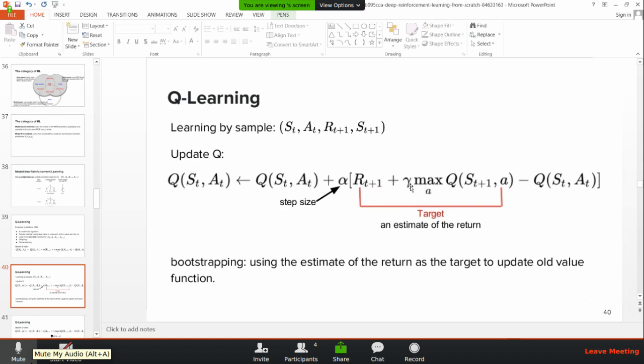But as of now, take it like this: temporal difference is nothing but you have the target estimate, and you are taking the difference of this target with your present value. This is also called bootstrapping.